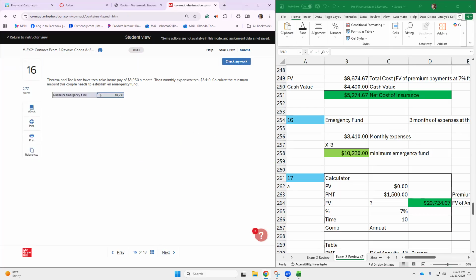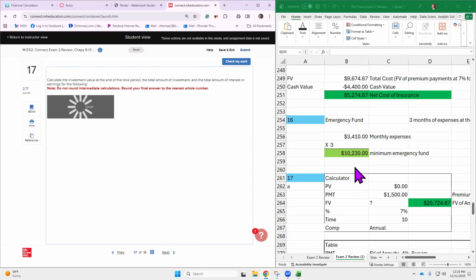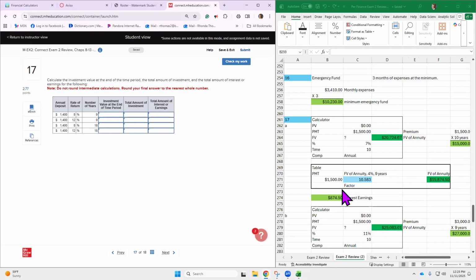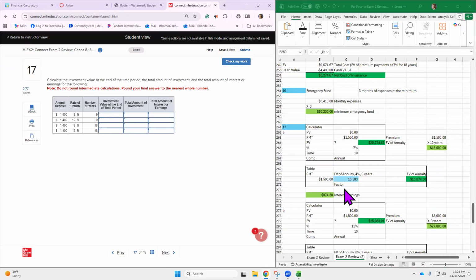Not something that's going to take a week, right? Make sure you've got an emergency fund going and have it available before you start investing, okay? Last one is some investments that we're going to do.